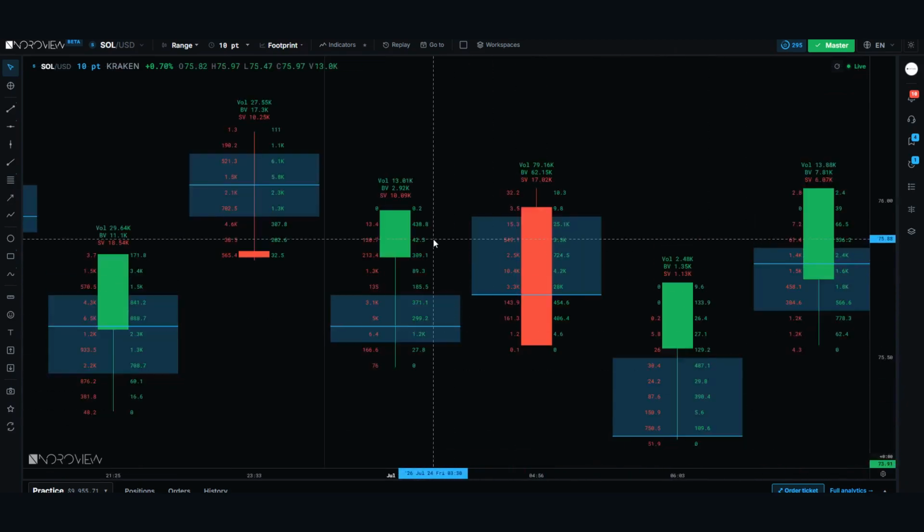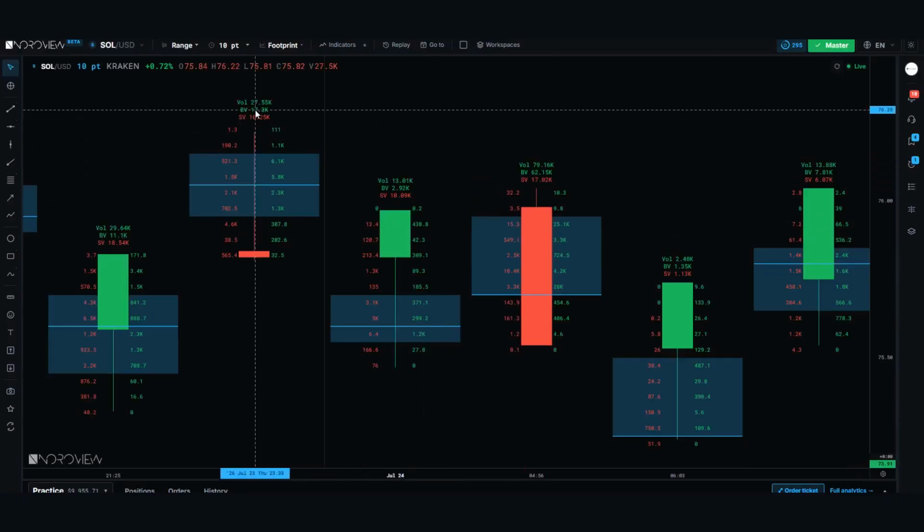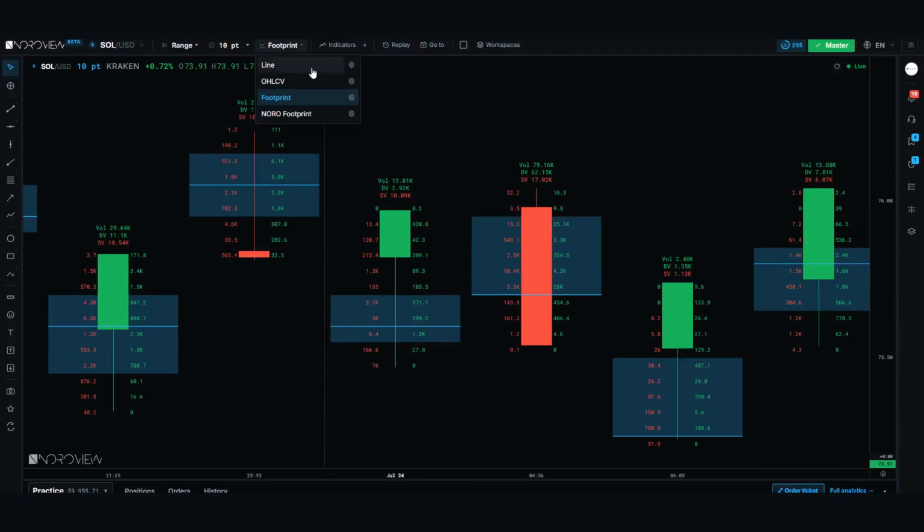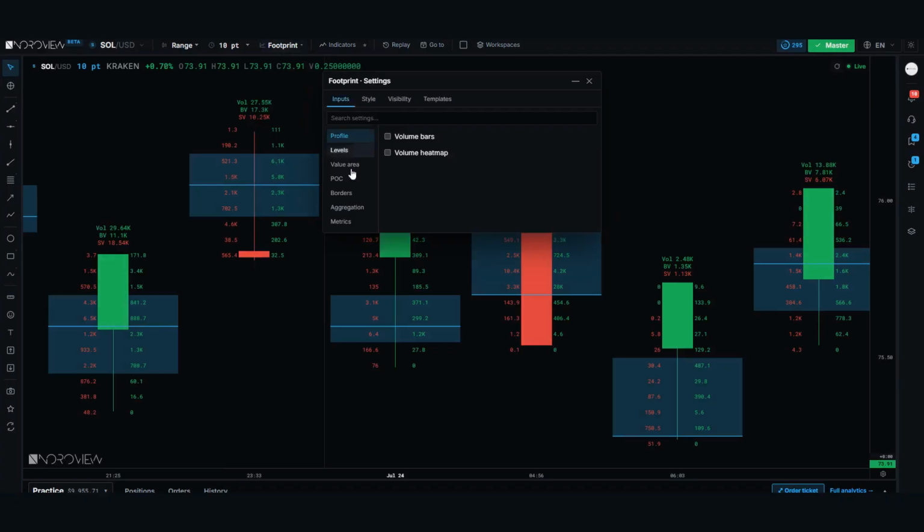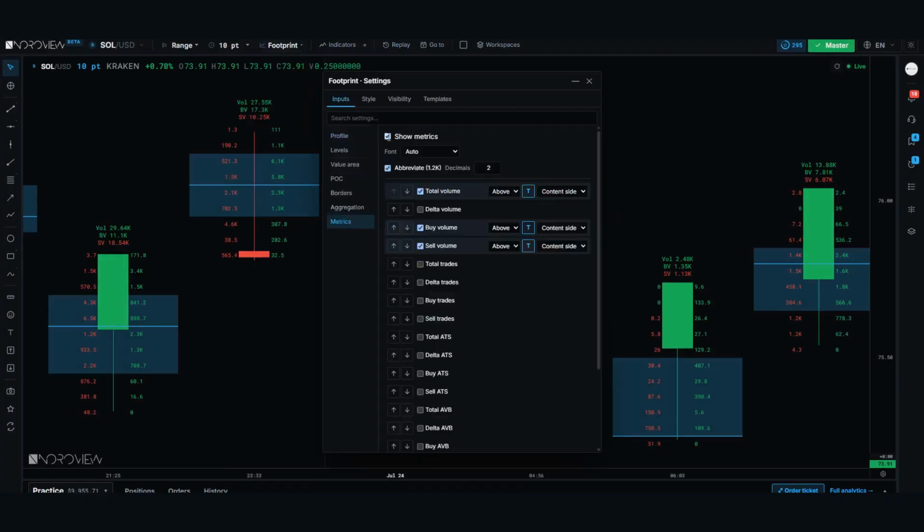Last piece, and this is the part most people never find. You can turn a footprint into your own custom order flow dashboard. Open footprint settings, go to Inputs and choose Metrics. This is the metrics editor, and it stacks readouts above and below every single candle. Right now, I am showing total volume, buy volume, and sell volume. That is the block at the top.